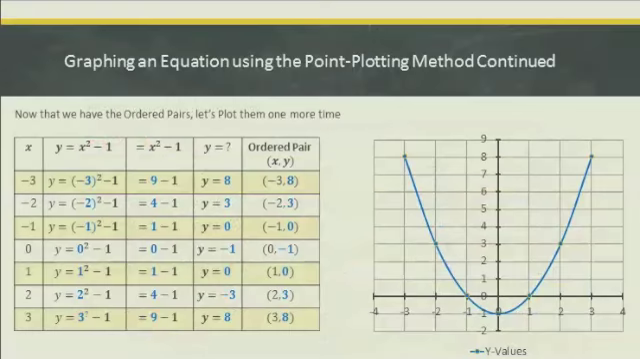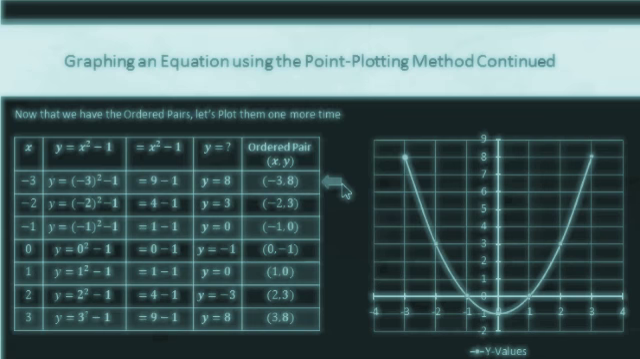Alright, now that we have the ordered pairs, let's plot them one more time on the graph. So part of the beauty of the rectangular coordinate system is that it allows us to see formulas and visualize the solution to a problem. So in this example, we have all of the values for x from -3 to +3, and the ordered pair that we solved for y. So in the equation of y equals x squared minus 1, where x is from -3 to +3, we have the ordered pairs listed below. So let's plot them.